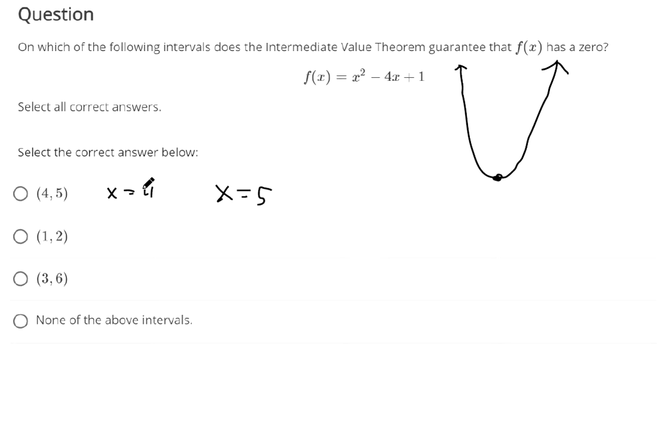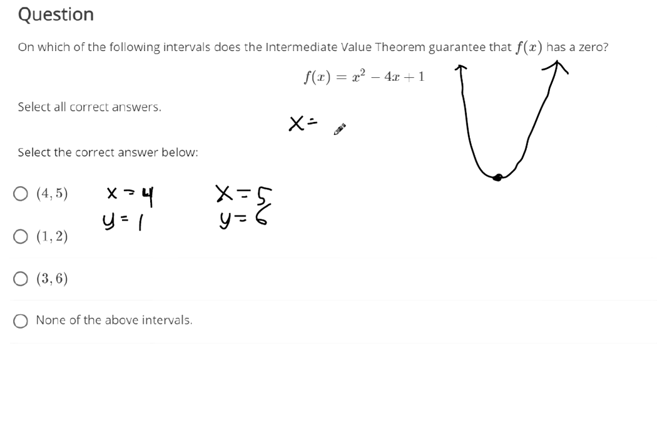If we were to plug these numbers into this function, then we get y equals 16 minus 16 makes 0, so y equals 1 for this one. And if you plug in 5, you get 25 minus 20, that makes 5, 5 plus 1 makes 6. So the intermediate value theorem guarantees that we are going to have a number between 1 and 6, including the endpoints. But it can't guarantee that it has a 0 because the left endpoint and the right endpoint are 1 and 6. I think I should go with my original idea.